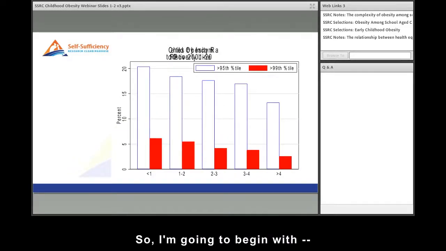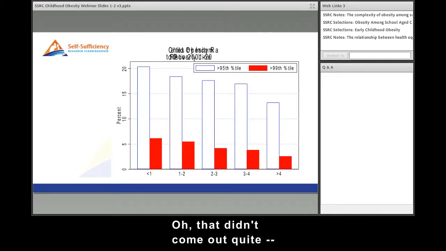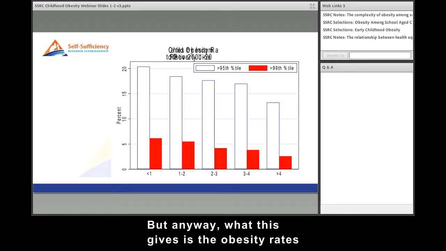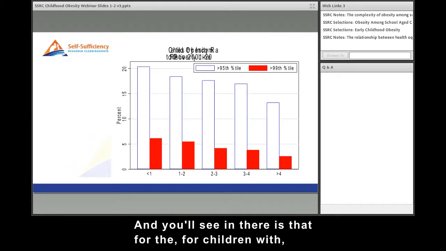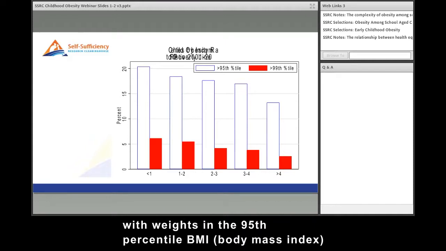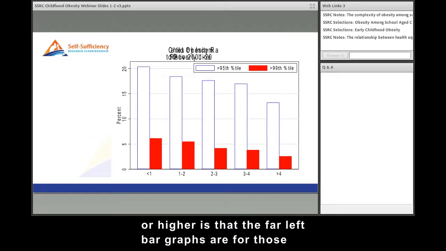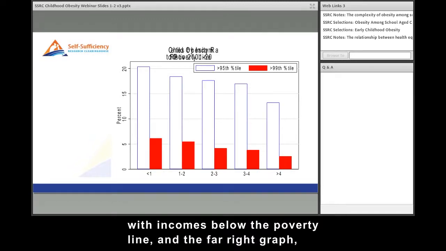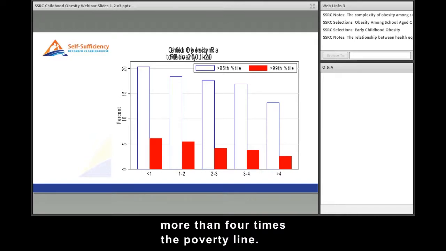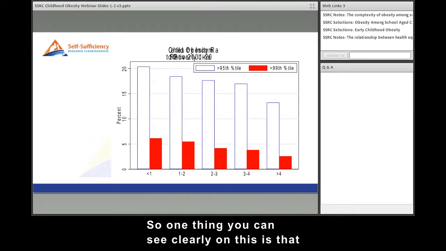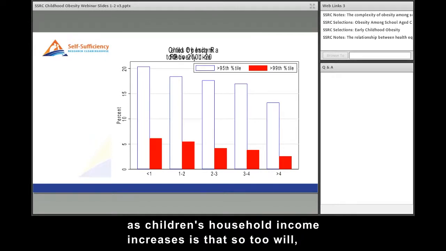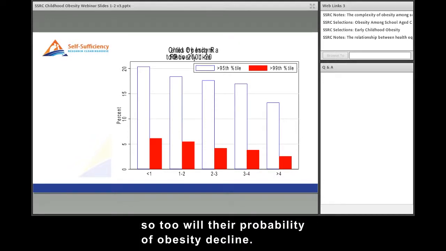Okay, so I'm going to begin with, that doesn't look quite right. But anyway, what this gives is the obesity rates by income quintiles. And you'll see in there that for children with weights in the 95th percentile of BMI or higher, the far left bar graphs are for those with incomes below the poverty line, and the far right bar graphs are for those with incomes more than 4 times the poverty line. So one thing you can see clearly on this is that as children's household income increases, so too will their probability of obesity decline.